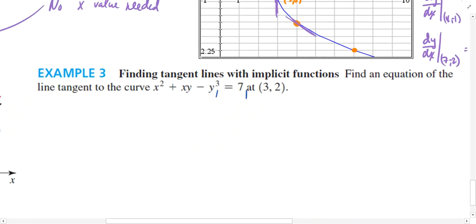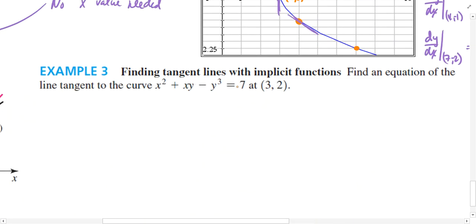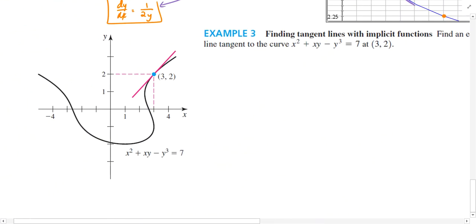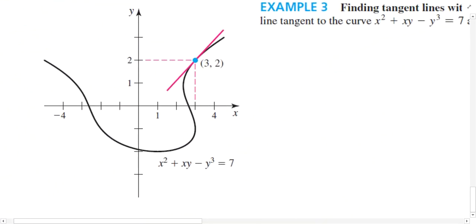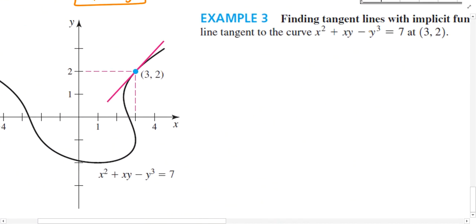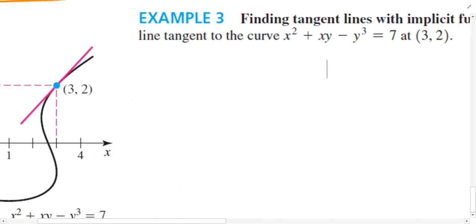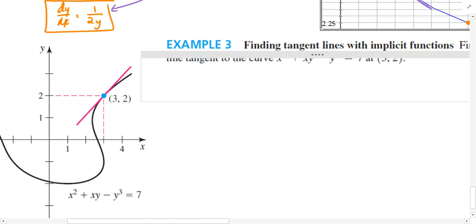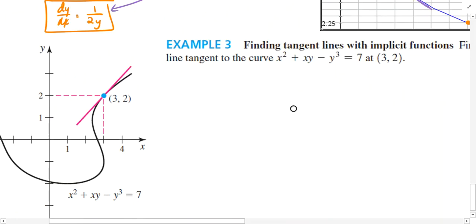So let's try one more example, and I might have you do this one on your own. We've got a pretty wild-looking curve here. This black curve is described by this particular equation. It's a bit challenging for you to do on your own. I'll walk you through this one. And so we've got this particular curve, and we would like to know what's the steepness or what's the slope of this tangent line at the coordinate 3, 2.